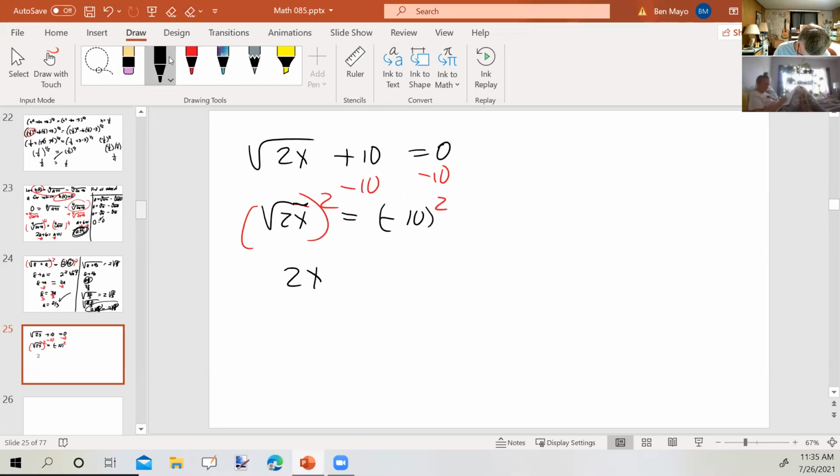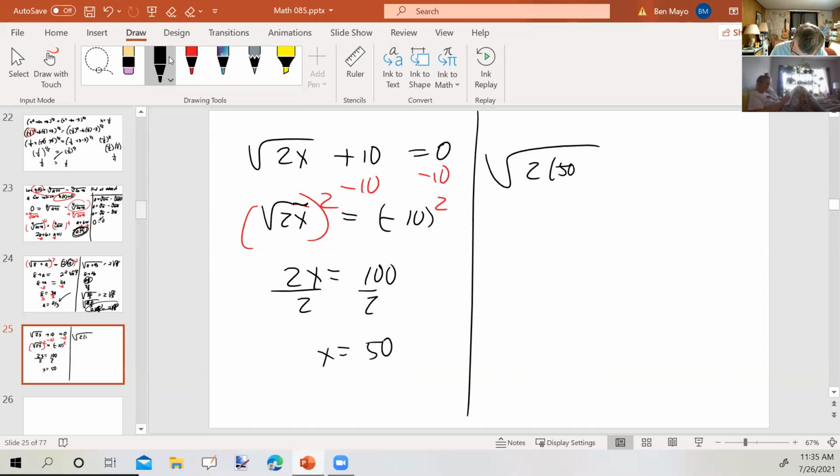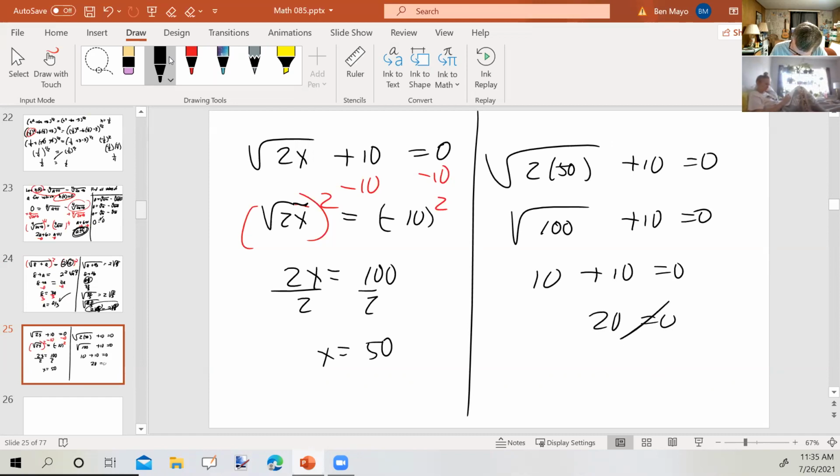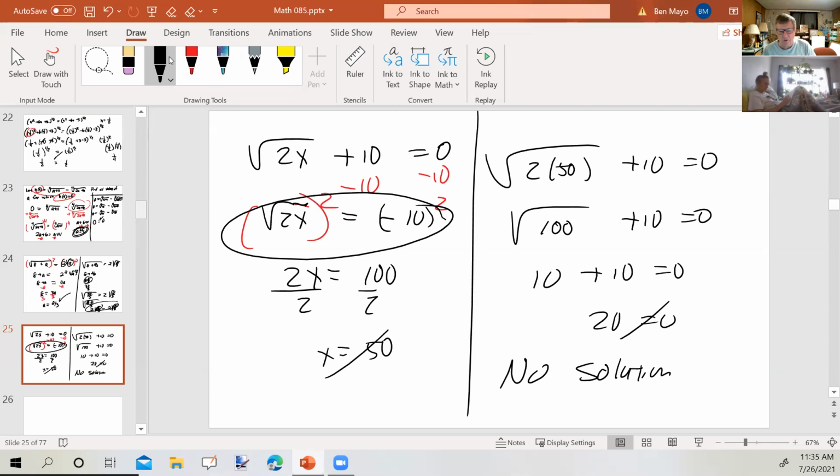So then we get 2x equals 100. x equals 50. Well, let's check our work. We get the square root of 100 plus 10 equals 0. 10 plus 10 equals 0, 20 equals 0. No, it doesn't. So no solution. Again, right here, we had a square root equals a negative number, so that couldn't happen.